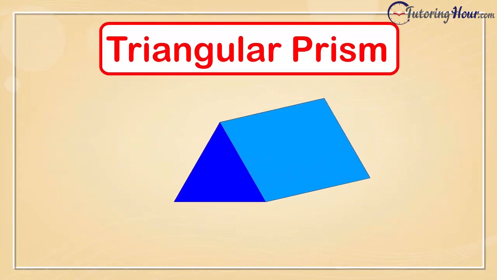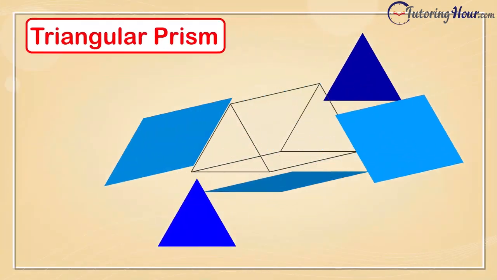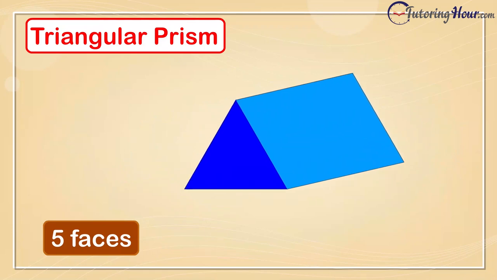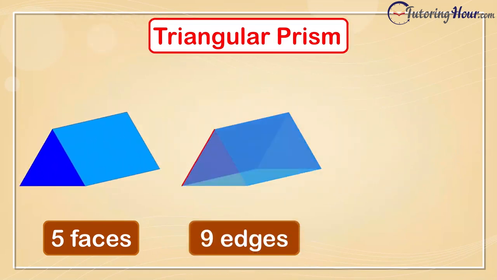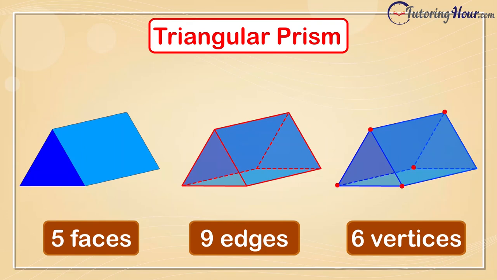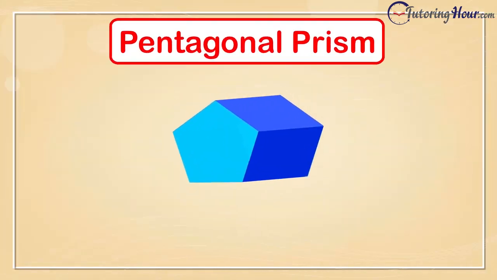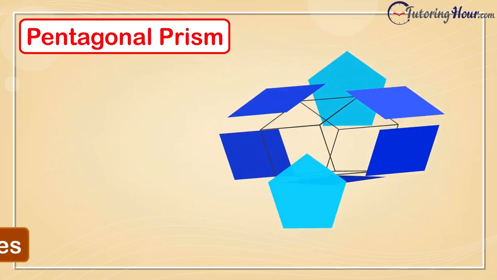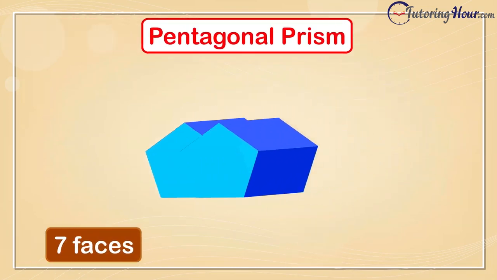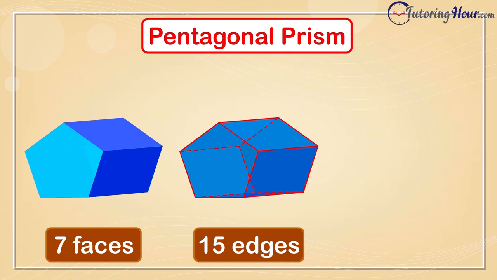What's next? A triangular prism. It has 5 faces. A triangular prism has 9 edges. There are 6 vertices or corners. Coming up next is another solid shape, the pentagonal prism. It has 7 faces. A pentagonal prism has 15 edges.